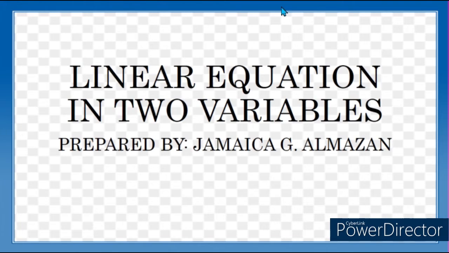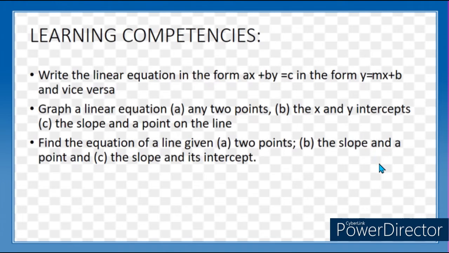Amen. Our topic for today is all about linear equations in two variables. At the end of this lesson, you will be able to write the linear equation in the form ax plus by is equal to c and in the form y is equal to mx plus b and vice versa. And then you will be able to graph a linear equation: letter A, using any 2 points; letter B, using the x and y intercepts; and letter C, using the slope and a point on a line. And lastly, you will be able to find the equation of a line given: letter A, 2 points; letter B, the slope and a point; and letter C, the slope and its intercept.